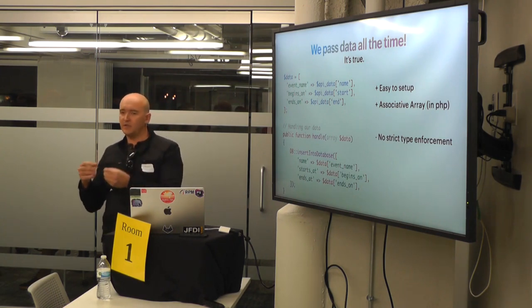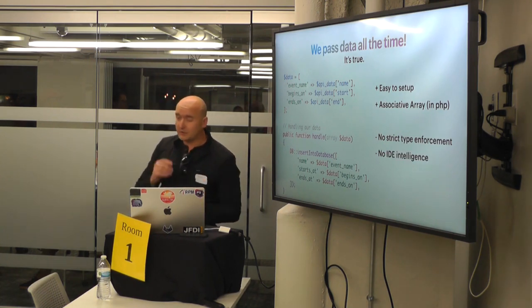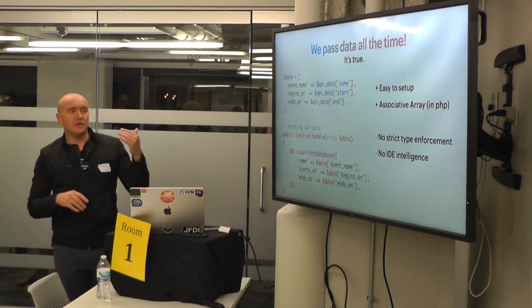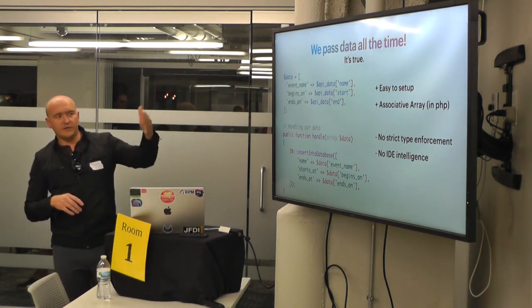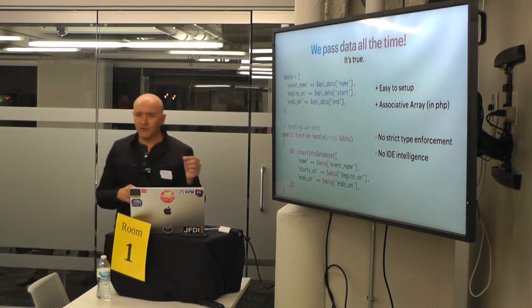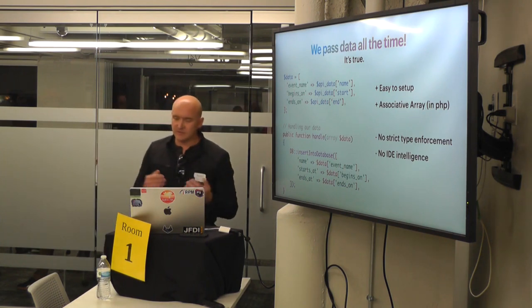It doesn't know what the data type of the value is in that array. So that's unfortunately a downside. And it's also very hard to refactor. Like if you think about it, if you ever wanted to go and change an array key from event name to name perhaps, you would have to basically go find and replace it in your code base to be able to do this.